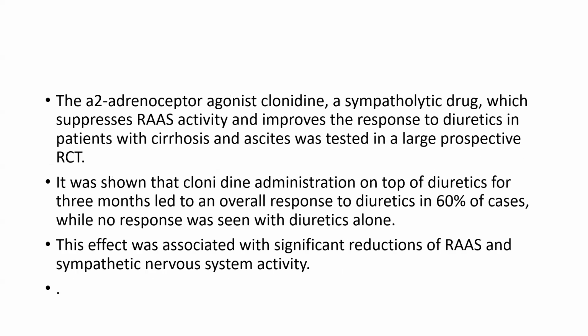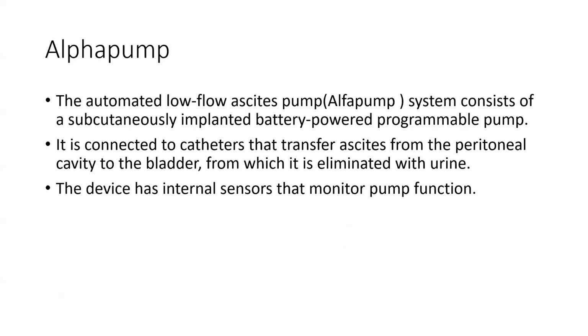Whether prolonged treatment with terlipressin may lead to clinically relevant improvement of renal function and sodium excretion in refractory ascites patients is not known. Now, regarding the alpha-adrenoreceptor agonist, that is clonidine, it is a sympatholytic drug which suppresses RAS activity and improves response to diuresis in patients with cirrhosis and ascites. It is shown that when clonidine is used with diuretics for 3 months, it led to an overall response to diuretics in 60% of cases, and this effect was associated with significant reduction in the RAS and sympathetic nervous activity.